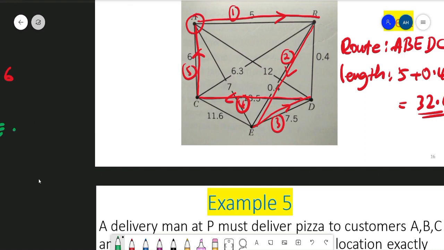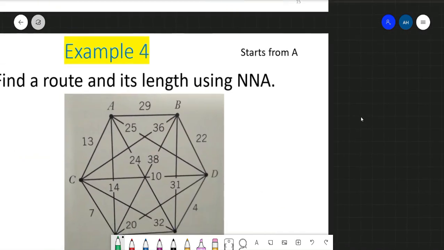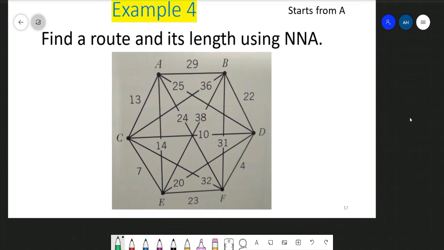So we have to do 2 tie or maybe 3 tie, and then compare which one is the smallest one and choose the smallest value of the total length. All right, now we have another example, that is example number 4. This time we have 6 vertices, that is A, B, C, D, E, F, and we would like to find what is the minimum total length.